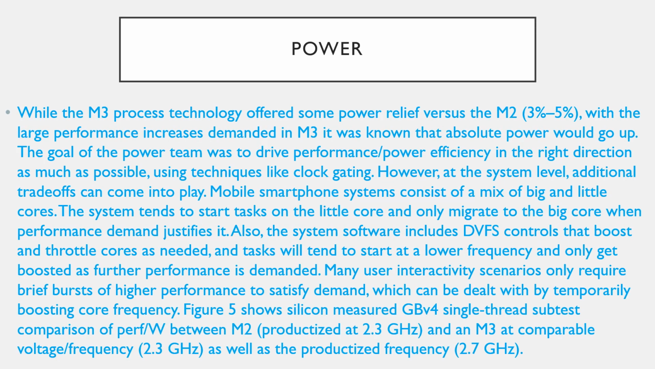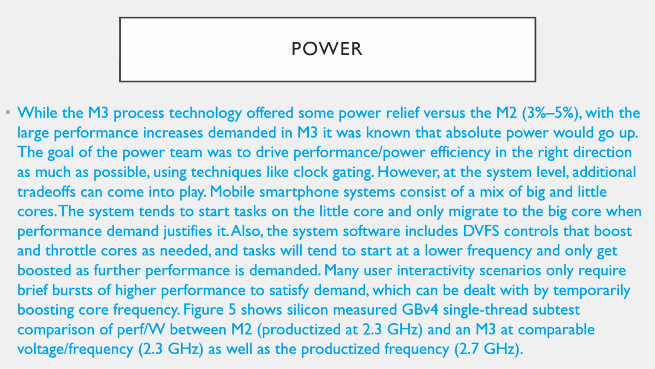Power. While the M3 process technology offered some power relief versus the M2, 3 to 5%, with the large performance increases demanded in M3, it was known absolute power would go up. The goal of the power team was to drive performance per power efficiencies in the right direction as much as possible using techniques like clock gating. However, at a system level, additional trade-offs can come into play.